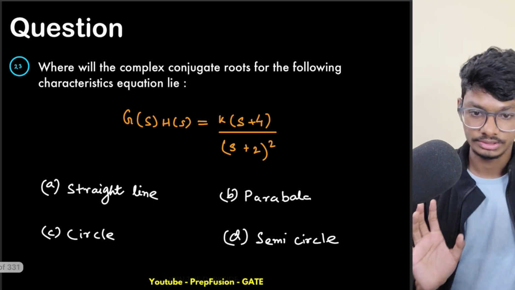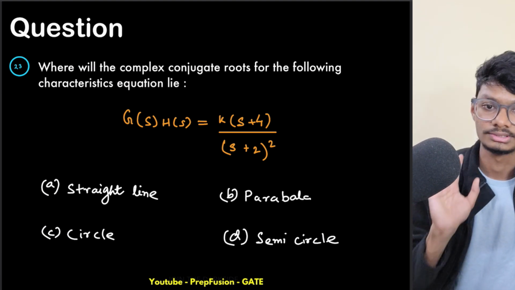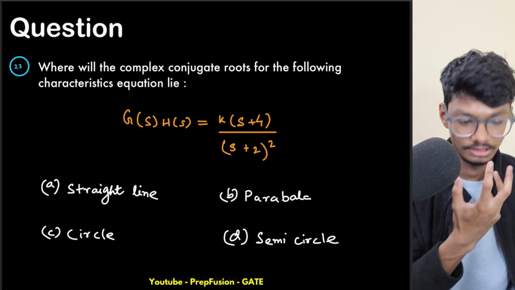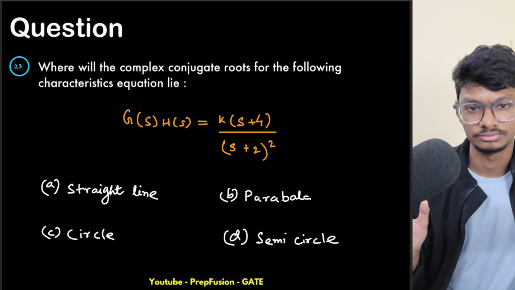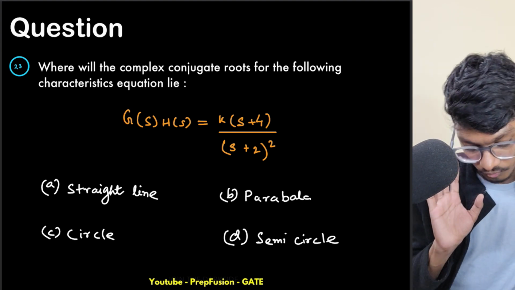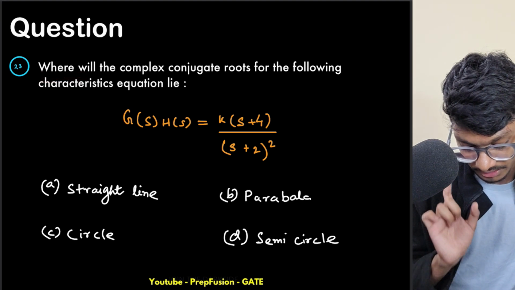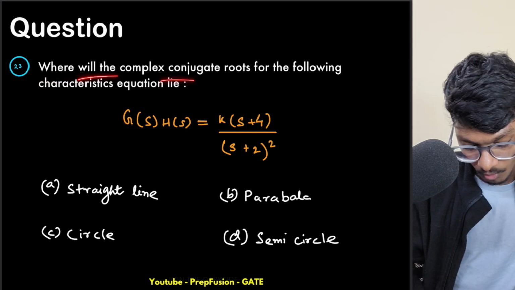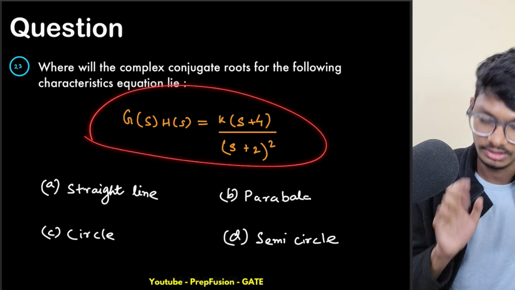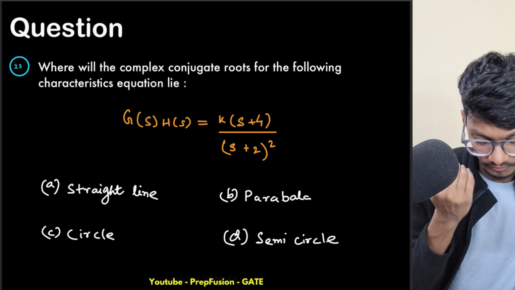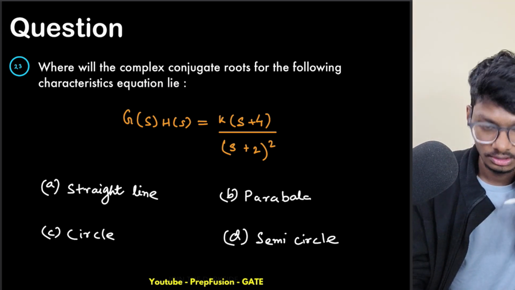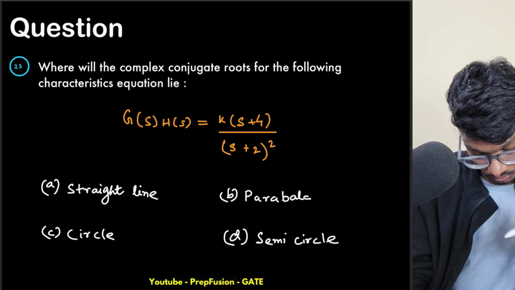So this is the last question of this lecture, and the last question of root locus. This is a very interesting question. I will prove one thing, and if you can remember it, good. If you can't, then no issues, you will solve from basics. Here we have been asked to find where the complex conjugate roots for the following equation lie, that is, the location of the complex conjugate roots.